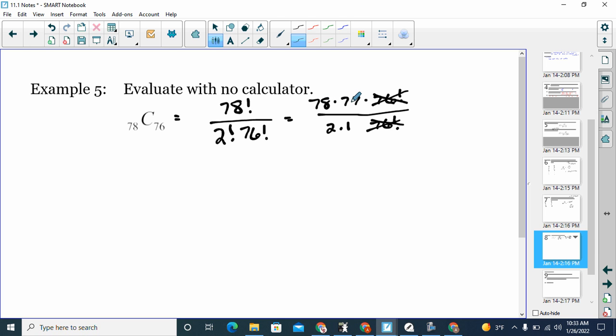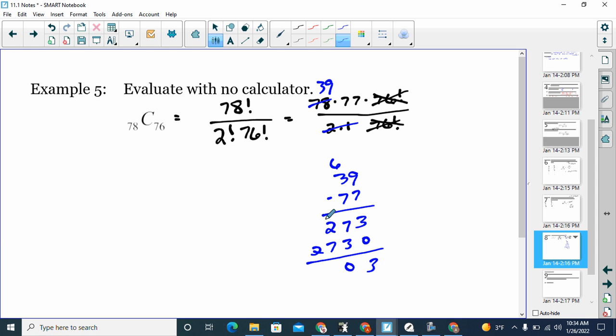You could do 78 times 77 and then divide by 2. It's usually going to be easiest if you divide anything first. So 2 goes into 78 39 times. So all I need to do is 39 times 77, which we can do without a calculator. 3,003 is correct.